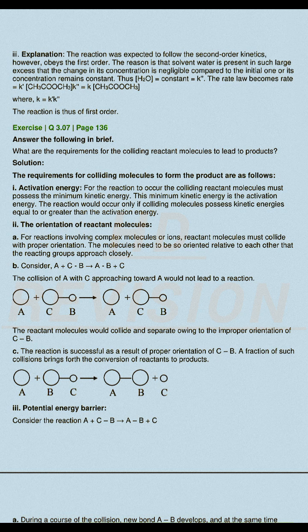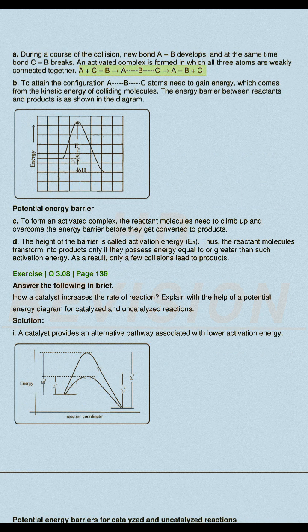An activated complex is formed in which all three atoms are weakly connected together. A + BC → A...B...C → AB + C. To attain the configuration A...B...C, atoms need to gain energy, which comes from the kinetic energy of colliding molecules. The energy barrier between reactants and products is as shown in the diagram.